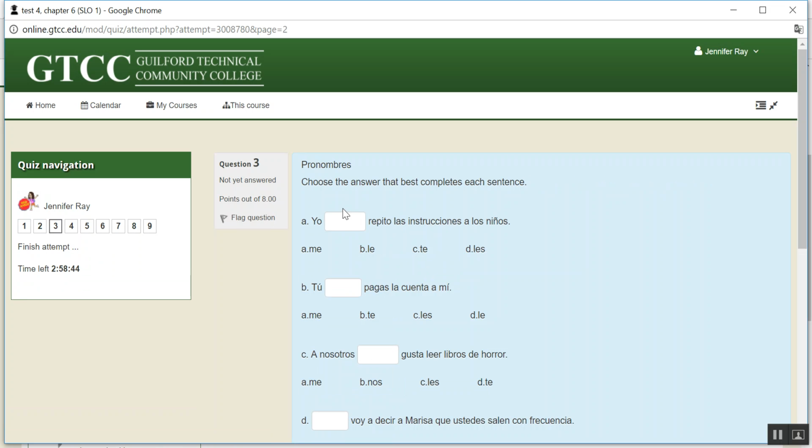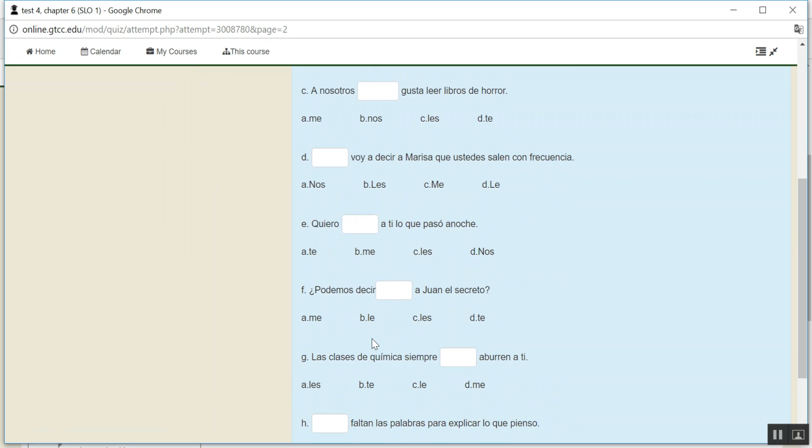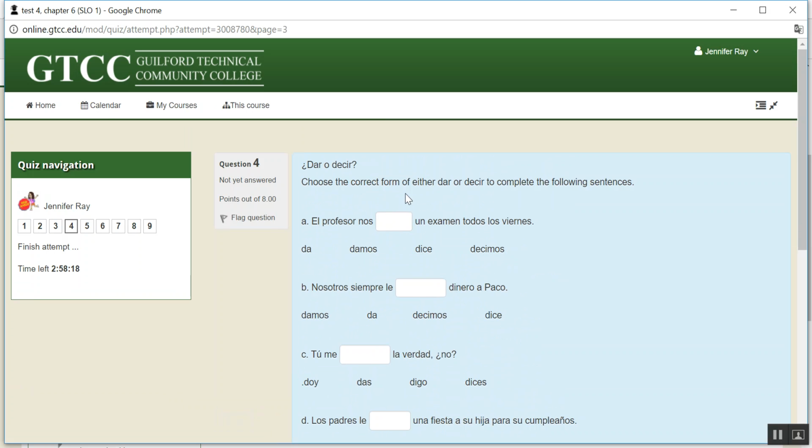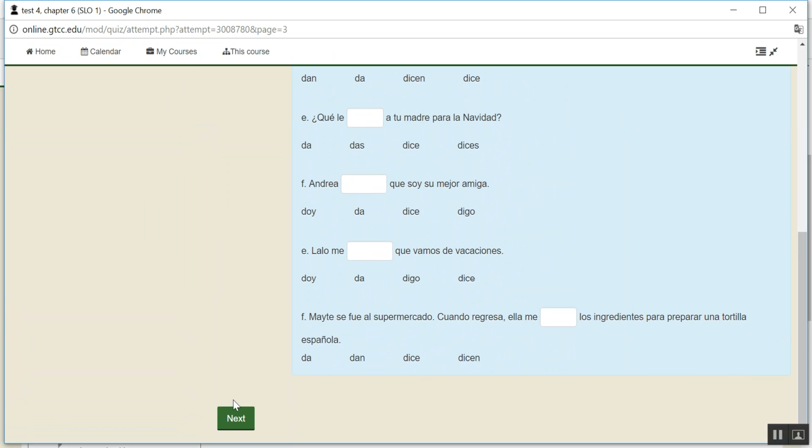Here, pronombres, choose the answer that best completes each sentence. So you're picking the indirect object that would best complete the sentence. So you're basically looking for these a, los, a expressions and then matching your indirect object with that phrase. Okay. So in this, you're just going to plug in A, B, C, D. Here, dar or decir, you're going to choose the correct form of either dar or decir. So you read the sentence, decide whether it takes dar or decir, and then pick the correct spelling, and that's what you'll write in the blank.